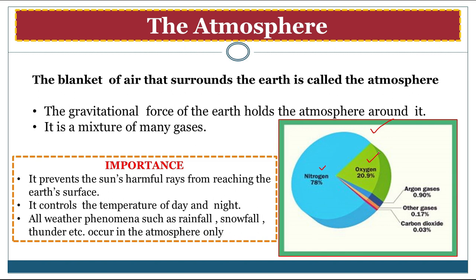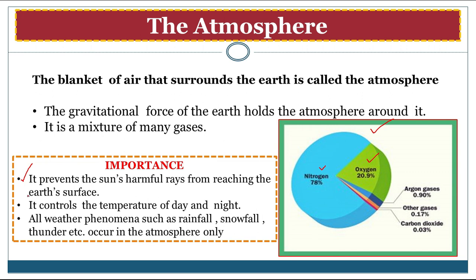Next, what is the importance of atmosphere? Now the first importance of atmosphere is that it prevents the sun's harmful rays from reaching the earth's surface. As you know that sun rays enter the earth's surface, and there is one layer of our atmosphere there, which we call the ozone layer. That layer prevents the harmful rays of the sun from entering the earth's surface. So this is one benefit of atmosphere to us.